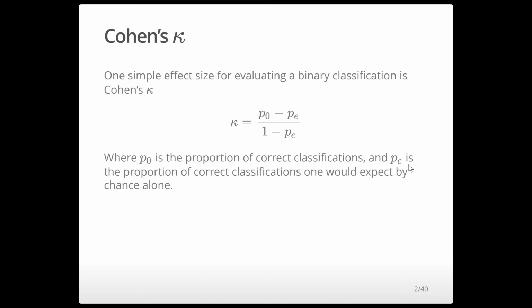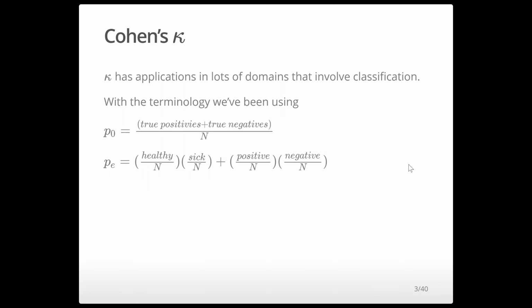So in the case of classification, we can call P0 the proportion of correct classifications, and PE is the proportion of correct classifications one would expect by chance alone. So this is looking at how many extra correct classifications you get rather than chance alone. So here is how we can estimate it based on the terminology we've been using.